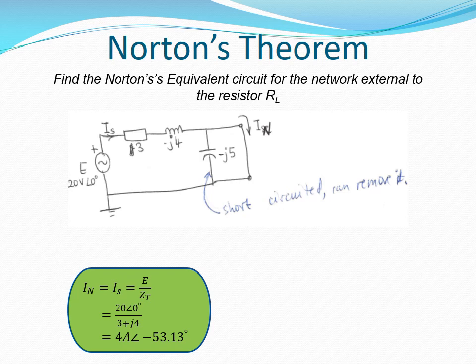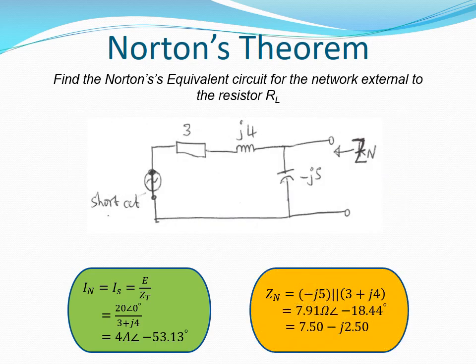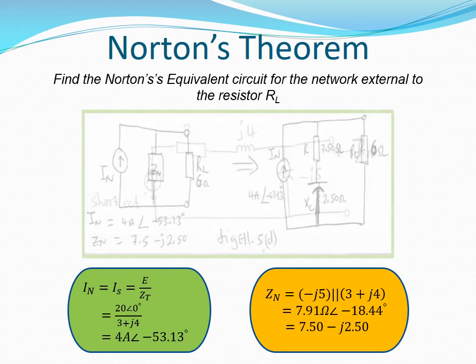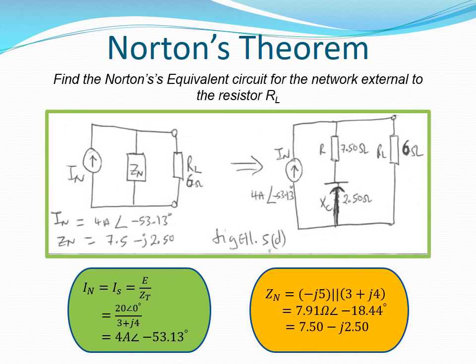We short circuit the voltage source and remove the short circuit. This is the circuit that we obtain. We work out the Norton's impedance as 7.5 minus J2.5. Therefore, the Norton's equivalent circuit is made up of a current source of rating 4 amps at minus 53.13 degrees in parallel with a branch containing a 7.5 ohm resistance and a 2.5 ohm capacitance. This is the circuit after we have put back the resistance RL.